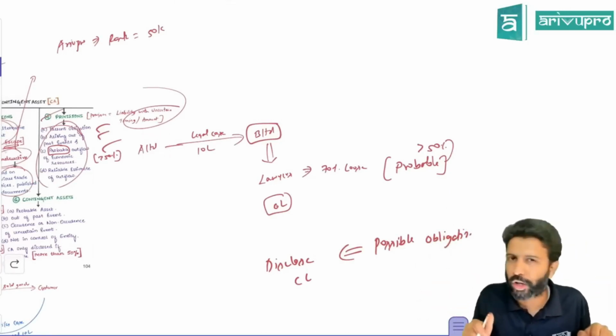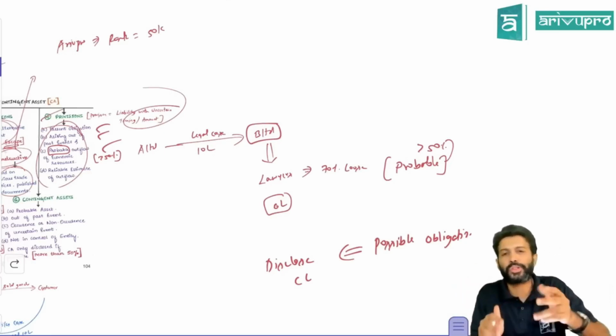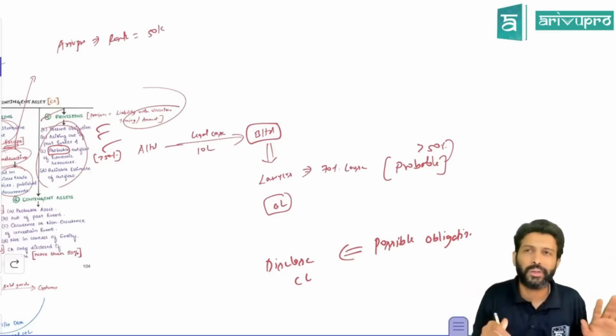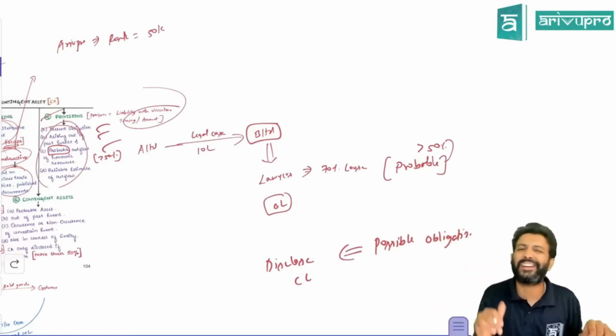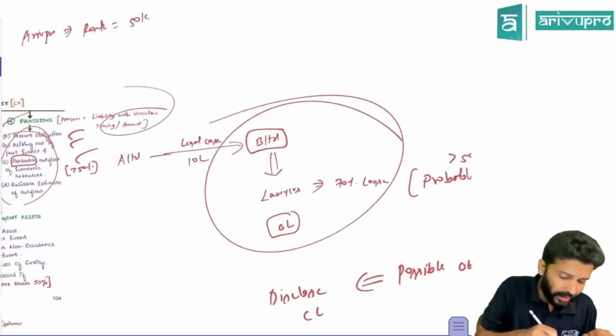It cannot be bought or it is not under anyone's influence. Yes, no. That's what we say. That uncertain future event not within any entity's control. That future event is not within entity's control. That's the definition. Okay. Or present obligation.